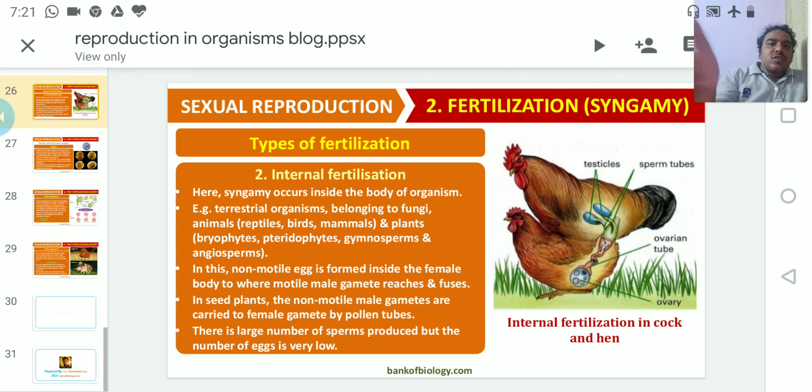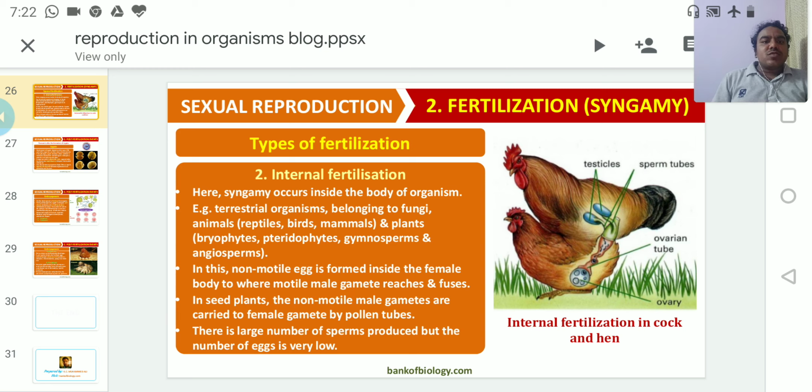After this, internal fertilization. Internal fertilization can be seen in higher organisms, especially if you take the example of aves. Here there is a diagram where you can see the internal fertilization in cock and hen. During the heat period, they come in contact with each other and undergo intercourse, which is also known as copulation. Here syngamy means the fertilization occurs inside the body of an organism.